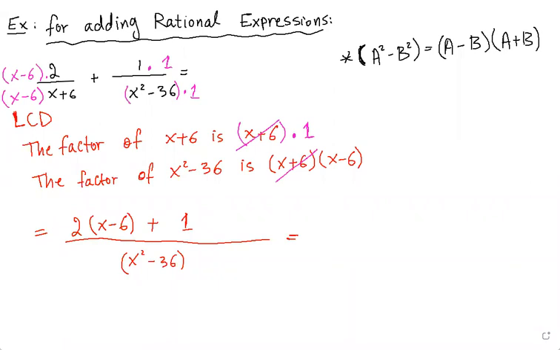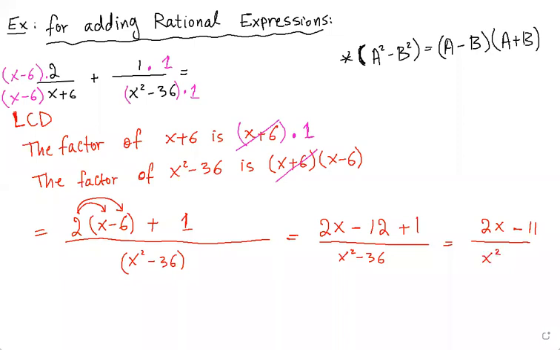Let me continue solving this example. Now we distribute the 2 inside the parentheses. 2 times x is 2x, and 2 times minus 6 is minus 12. Here we have plus 1 over the denominator x squared minus 36. Simplifying more, 2x minus 12 plus 1 is 2x minus 11 over x squared minus 36. That's it.